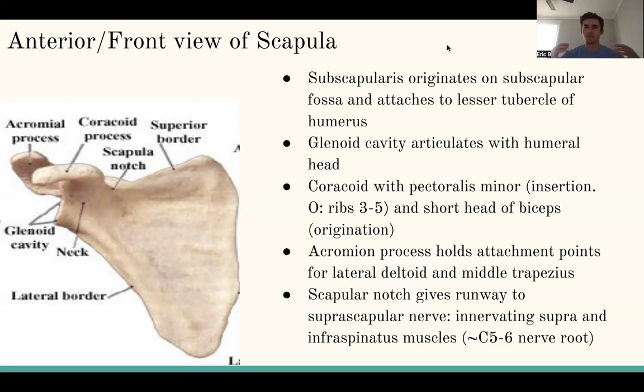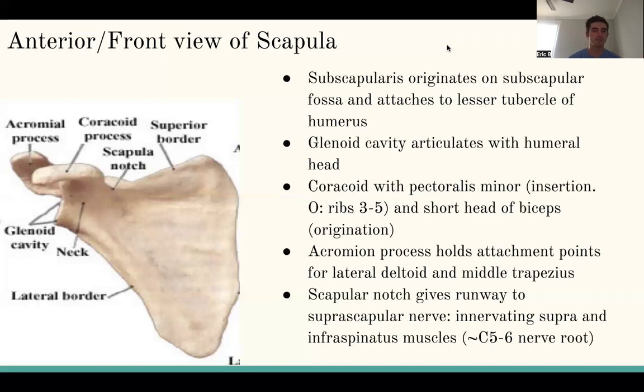So it helps out with some of the protraction and stabilization of the scapula. With the acromion process, this serves as an attachment site for some of the deltoids and the trapezius. The lateral deltoid helps out with abduction, abducting the arm away from the body. For the middle trapezius, this serves as an attachment point as well. Most of the fibers run transverse for the middle trapezius, and they help out with more of the retraction of the scapula.